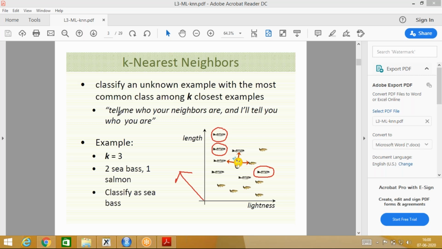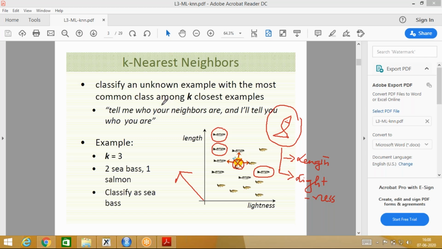Then, if you have a new fish, let's say a new fish has come up in the market, and you do not know whether it is a sea bass or a salmon. You do not know that. So what you will do, you will find out the length and the lightness, or basically the weight of this fish, and then you plot it somewhere in this XY plane.